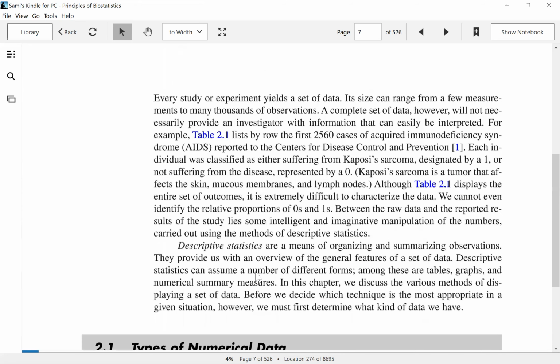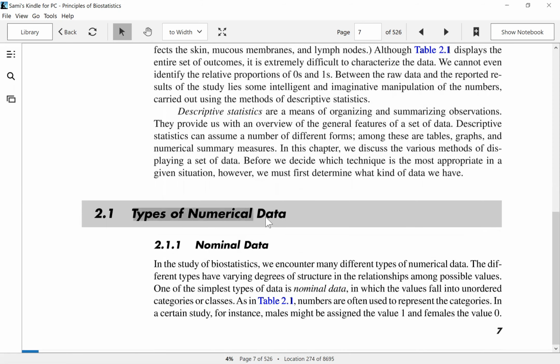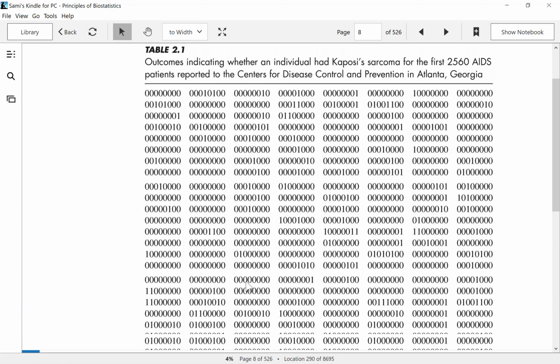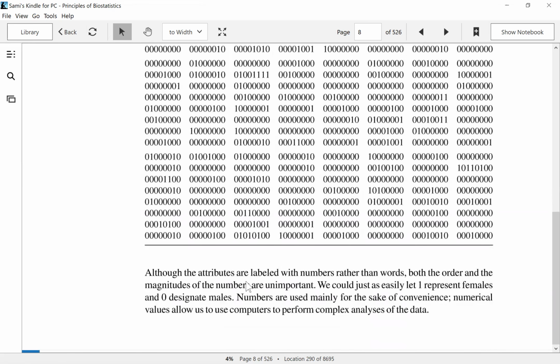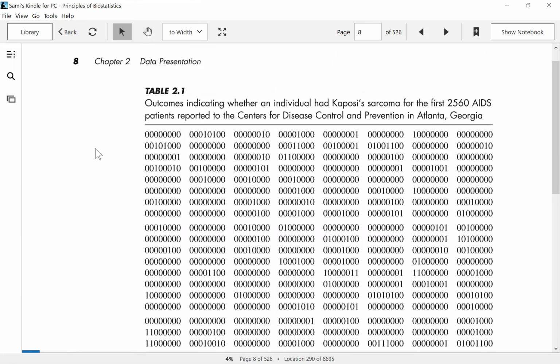So we have data presentation, table 2.1, table 2.2. So types of numerical data, you have nominal data. So table 2.1, it's the outcome indicating whether an individual had Kaposi sarcoma for the first 2,568 patients reported to the Center of Disease Control and Prevention in Atlanta, Georgia.